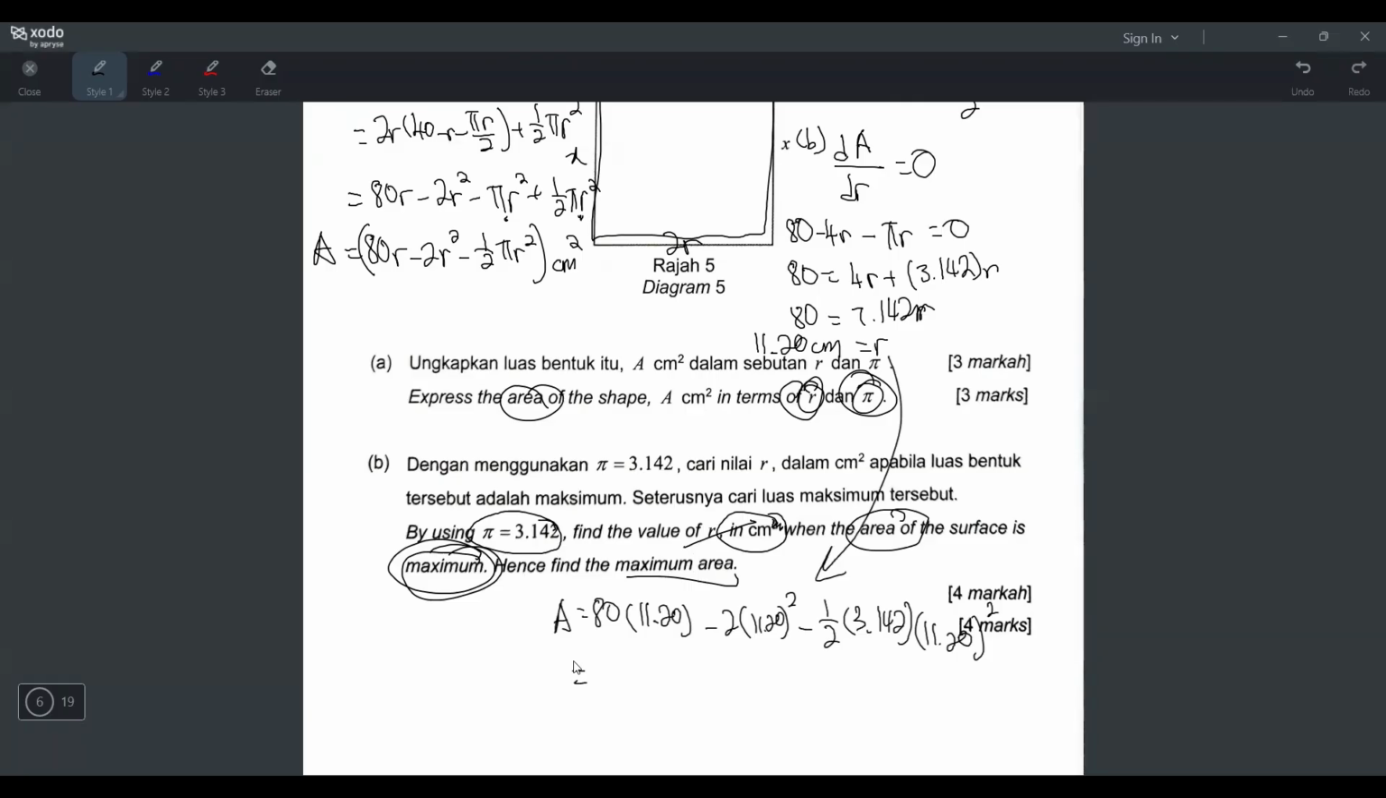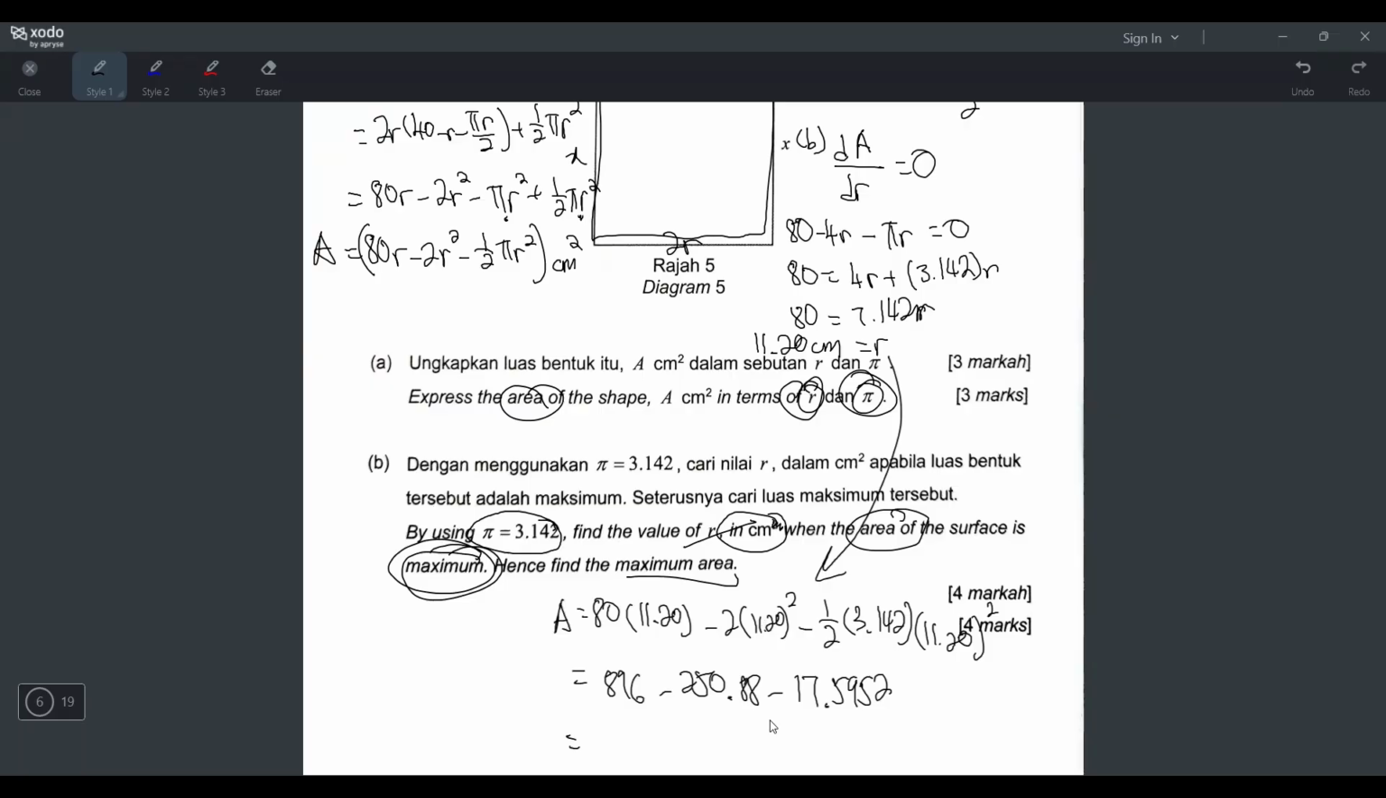80 times 11.2, 896. 2 times 11.2 square, let's press. 250.88. And then the last one is 3.142 divide 2 times 11.2. Okay, I got it. 17.5952. And then just take minus everything. 896 minus 250.88 minus answer.